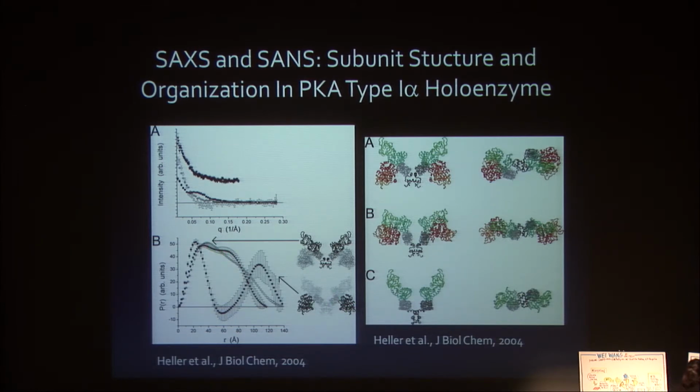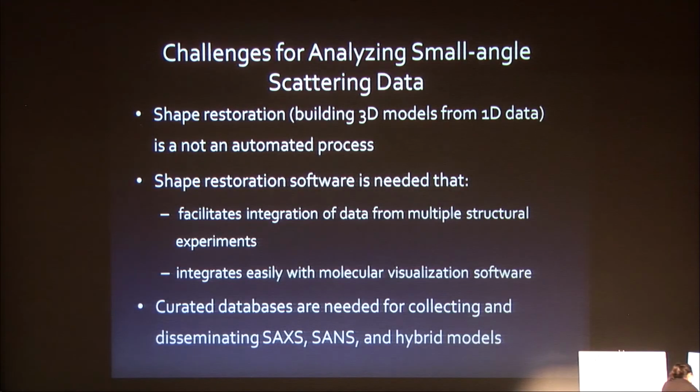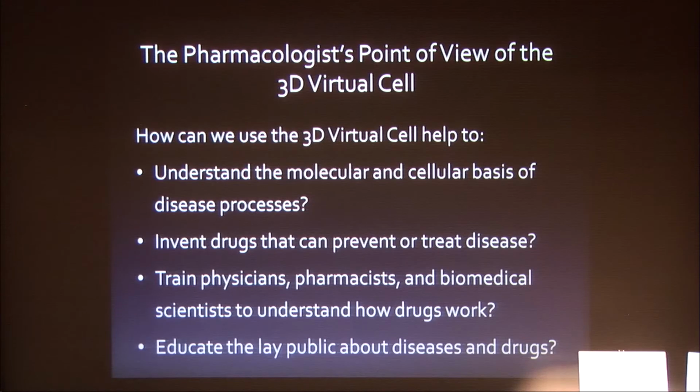We can also compare the scattering that we get of, in this case, the free R subunit without the catalytic subunits, and from this we concluded that the R subunits became more extended when they bound the C subunit. And these are some of the models that were generated from those data. So we still have lots of challenges. A lot of the challenges have to do with shape restoration. And in the interest of time, I'm going to move on to the second part of this.